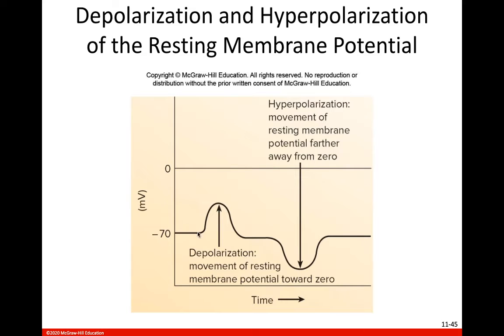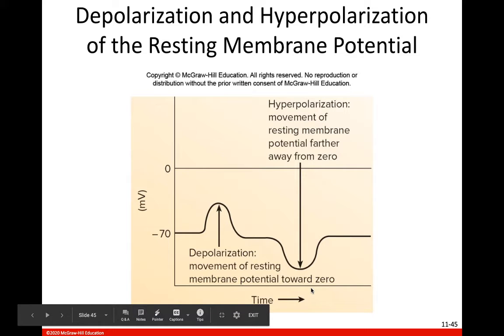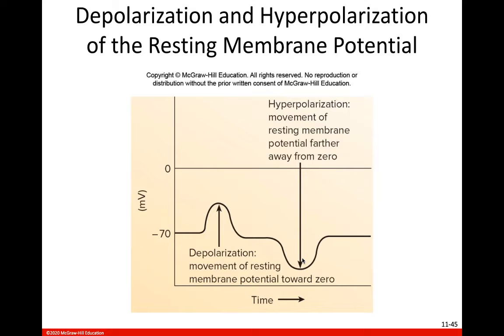So again, depolarization is when we go more positive, closer to zero. Hyperpolarization is when we go more negative inside the cell, which is further from zero. So again, taking out potassium or putting in chloride, either way, that's going to bring the inside of the cell more negative, and that is not going to get us an action potential.